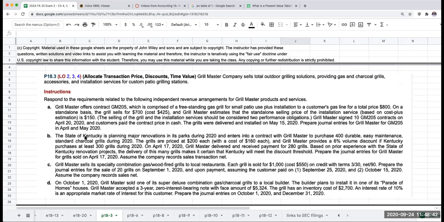Letter B. The state of Kentucky is planning major renovations to its parks during 2020 and enters into a contract with Grill Master to purchase 400 durable, easy maintenance, standard charcoal grills during 2020. The grills are priced at $200 each with a cost of $160 each. Grill Master provides a 6% volume discount if Kentucky purchases at least 300 grills during 2020. On April 17th, Grill Master delivered and received payment for 280 grills. Based on prior experience with the state of Kentucky renovation projects, delivery of this many grills makes it certain that Kentucky will meet the discount threshold.